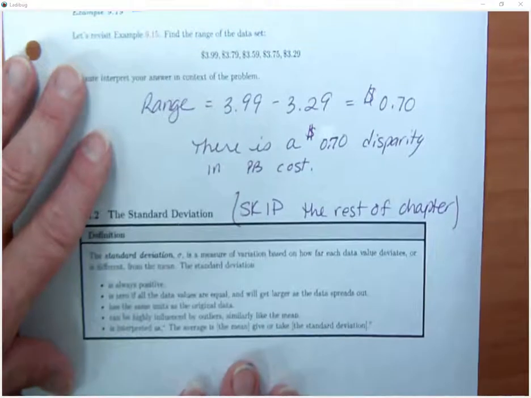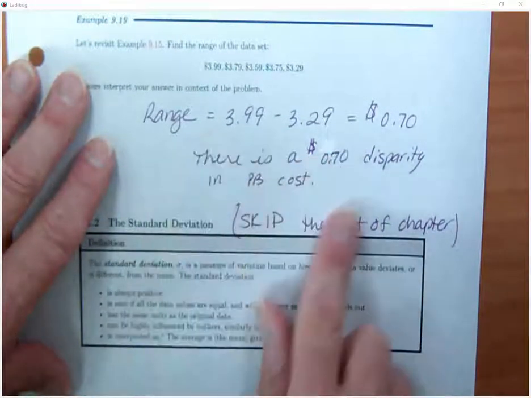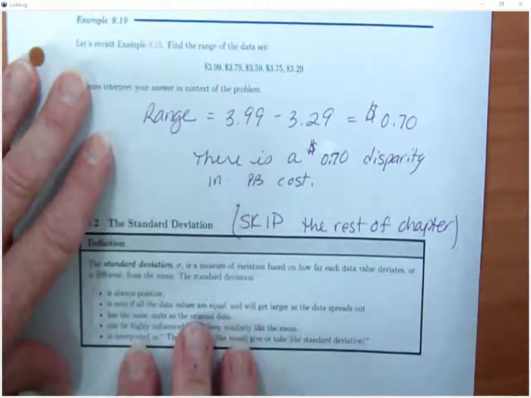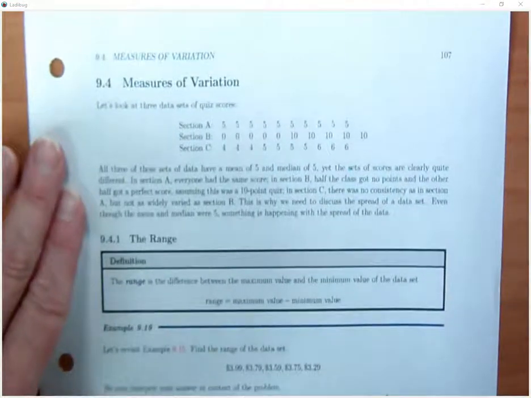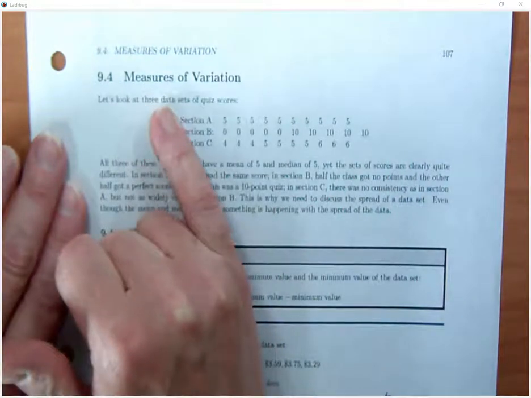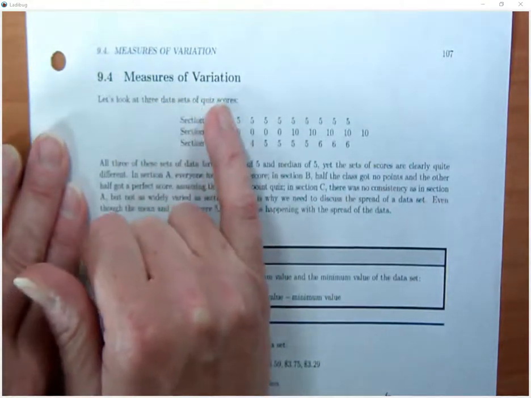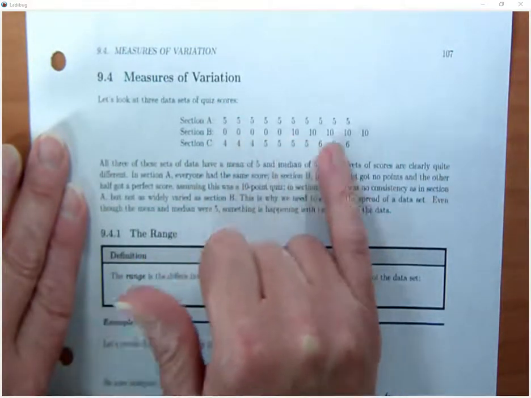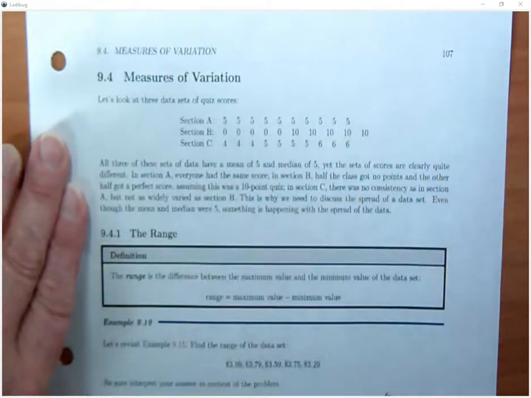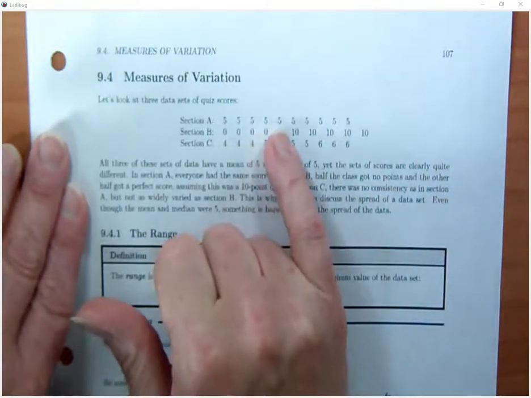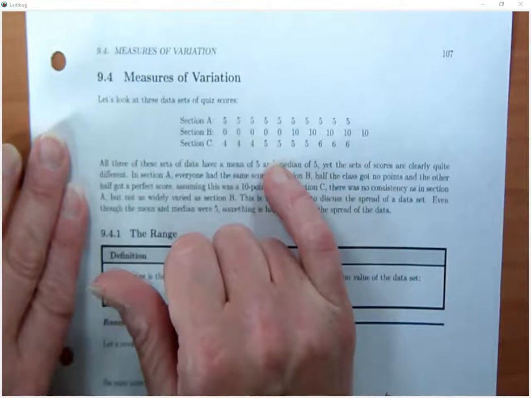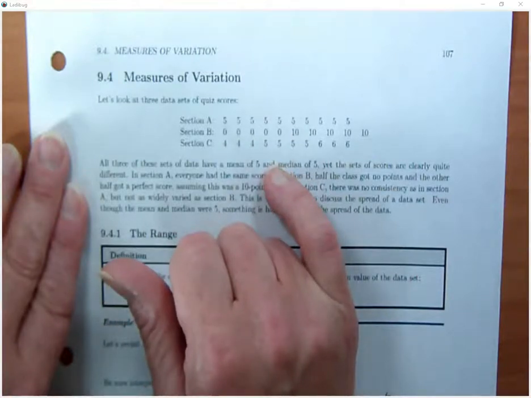The range for this peanut butter problem was there's a 70-cent disparity in the cost. Standard deviation, you're welcome to check that out, but we're not going to cover that. We just don't have time, and it doesn't need to be part of the course. So measures of variation, just so you can see here when you have these data sets, the average might all come out to be the same. If you're just looking at mean, the modes would be different, I think, and the medians a little bit different.